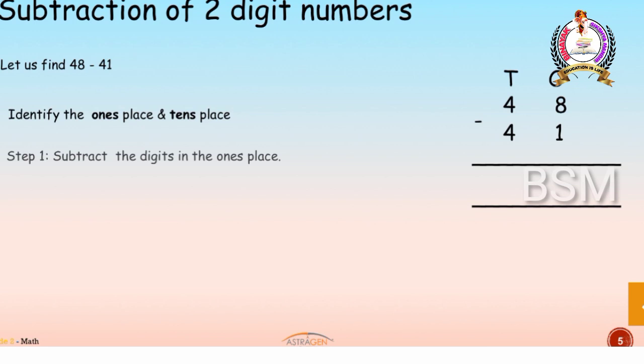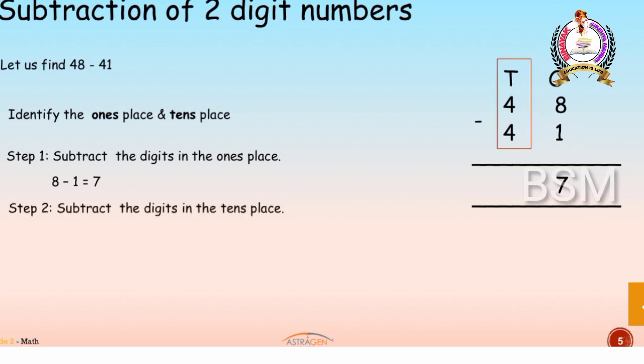Now let us subtract the ones digit first, right? So you will subtract 1 from 8, or you will say 8 minus 1 is 7. Open 8 fingers, close 1, you have 7 fingers open now. Then you will subtract the numbers in the tens place, that is 4 and 4. How much is 4 minus 4? 0. So 48 minus 41 is equal to 7.